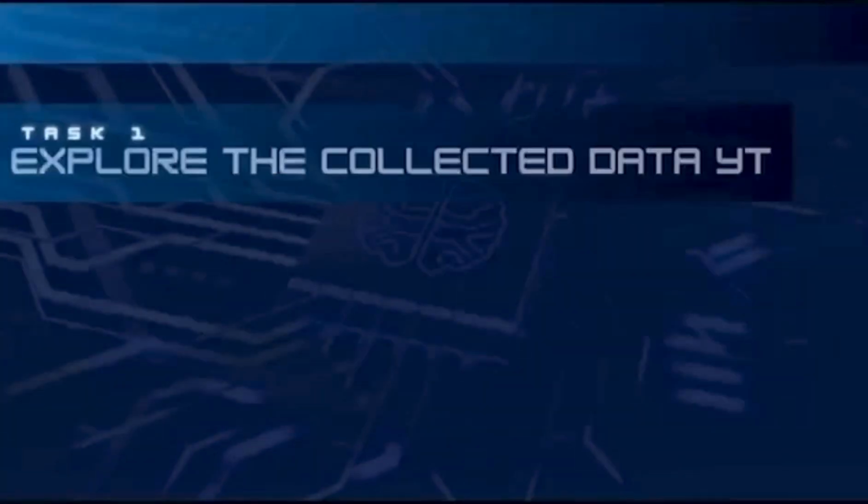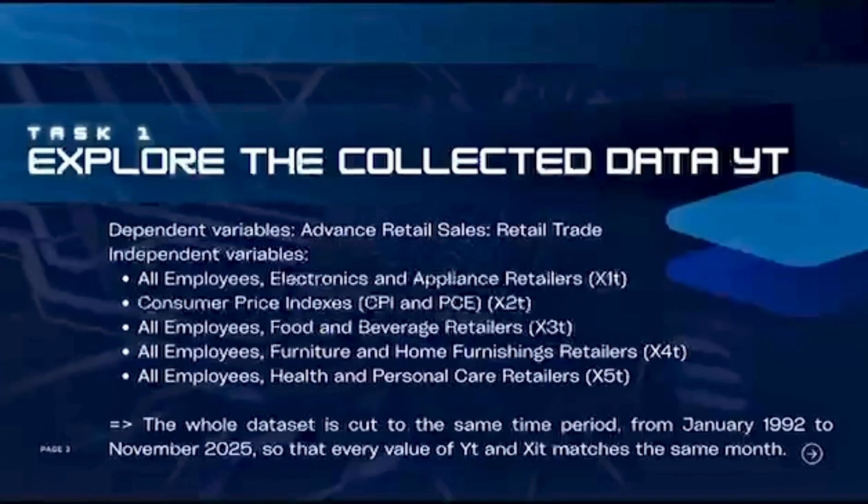So let's start with Task 1, exploring the collected data. Our dependent variable YT represents the advanced retail sales. We also collected the independent variables, which include employee numbers in the different retail sectors and the consumer price index. The datasets cover the period from January to November of 2025, ensuring all variables match the same time frame.